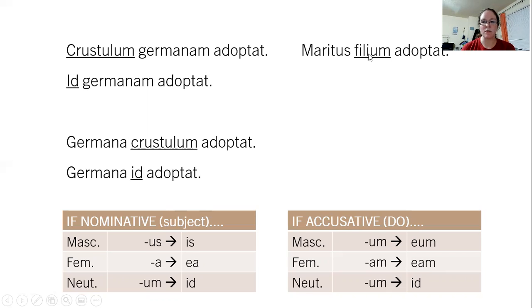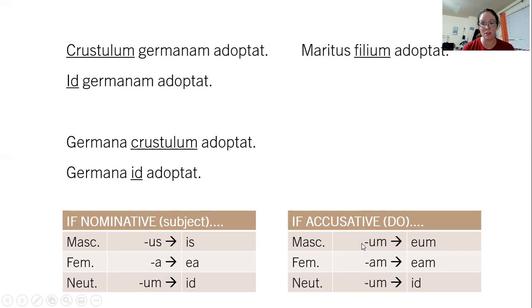All right, just a couple more, and then I'll let you go. So maritus filium adoptat. Here we have another case where our options would be either neuter nominative, masculine accusative, or neuter accusative. However, let's look at our other word, maritus. Us can only be nominative. So if we've got a subject, we know filium cannot be the subject. So maritus adoptat, the husband is adopting filium.